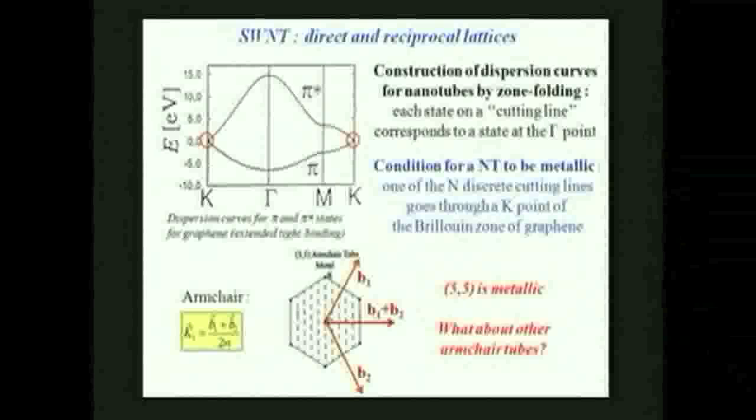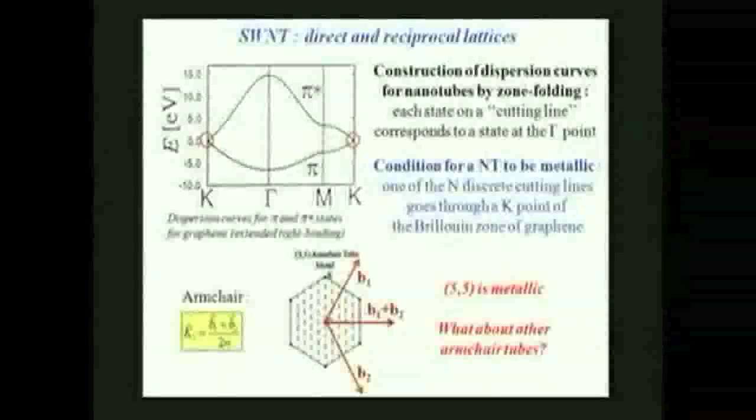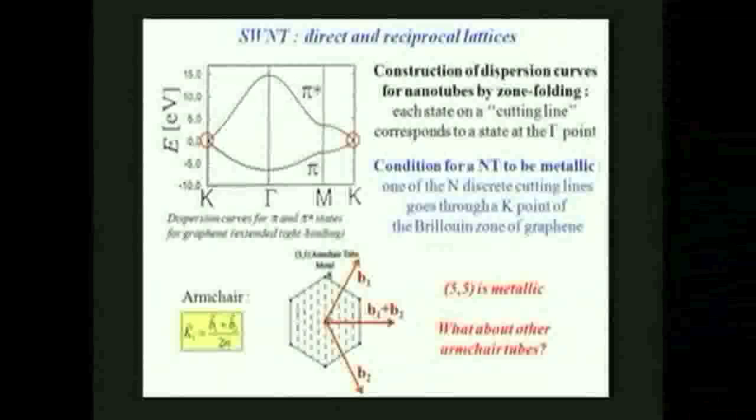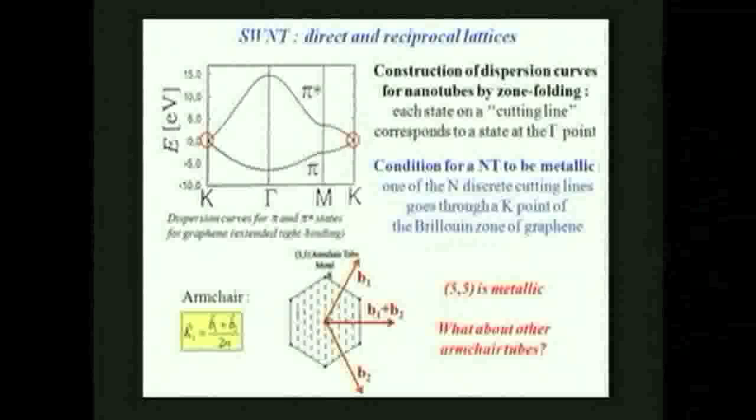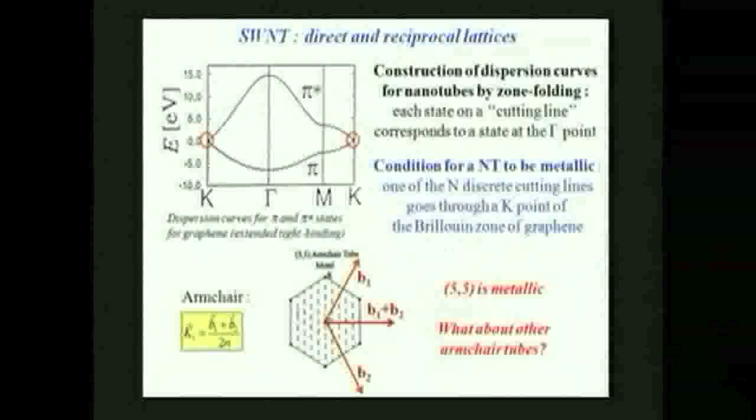And if, when we cut the Brillouin zone according to the vector, we cross the K point, we will have a metallic nanotube. Otherwise, we will have a semiconducting nanotube. So let's start with the 5,5 nanotube. This is the vector b1 plus b2. So this vector is it, but you can shift it. It corresponds to the whole size of the Brillouin zone.